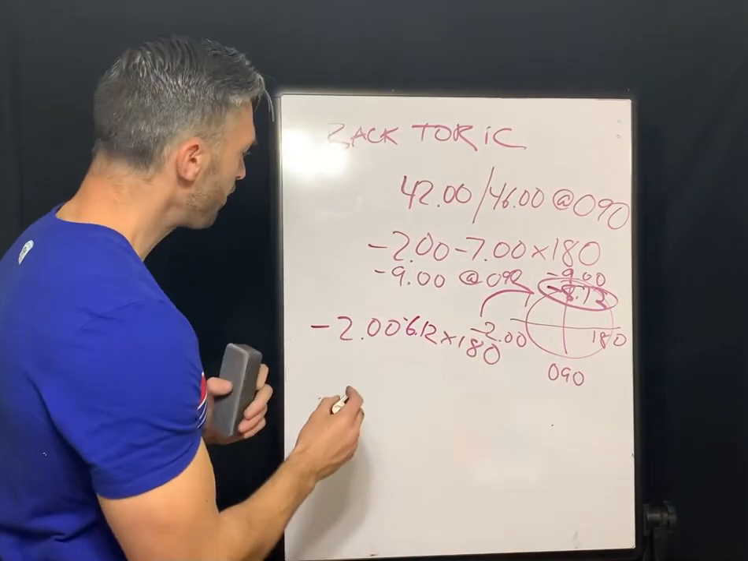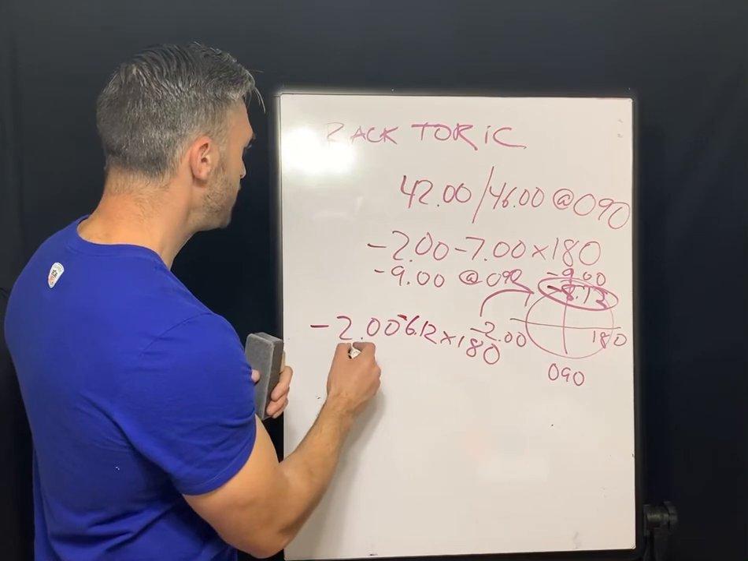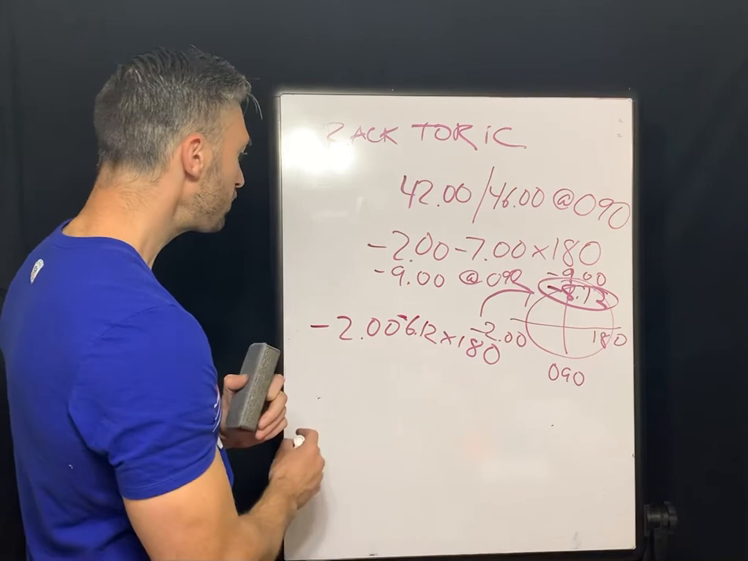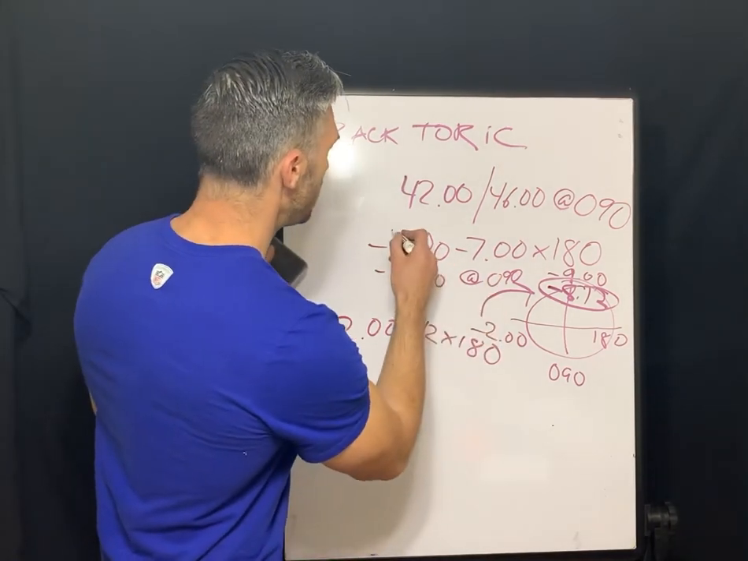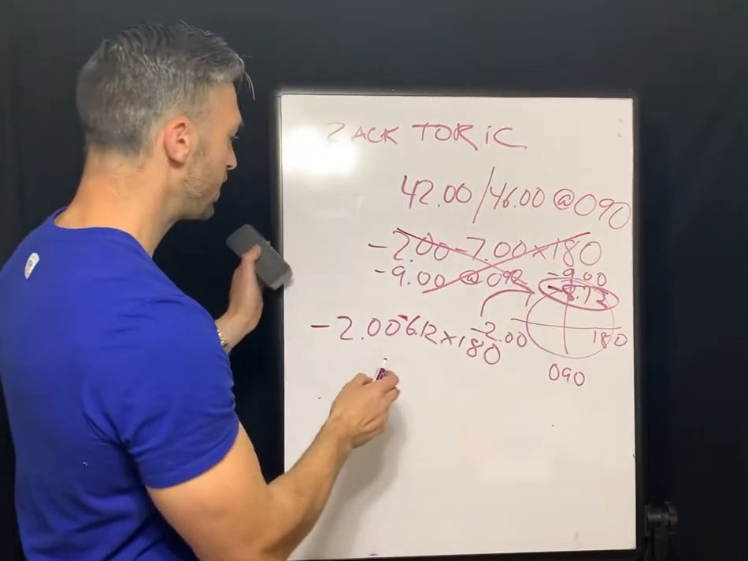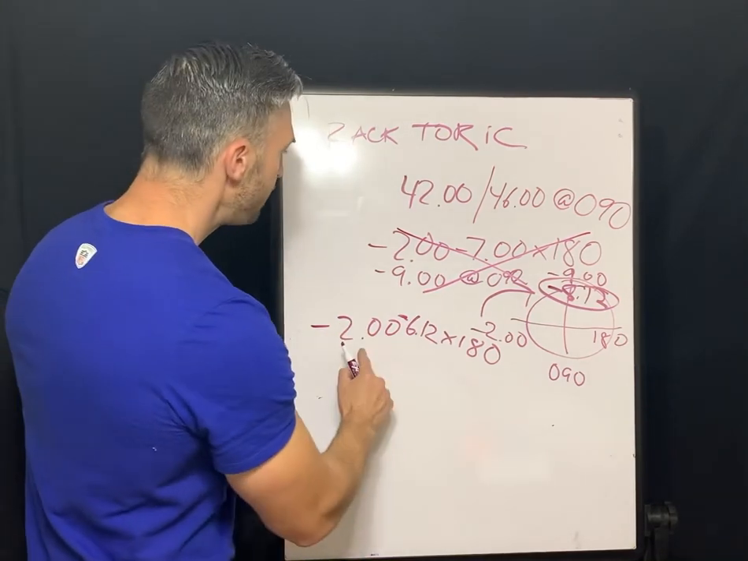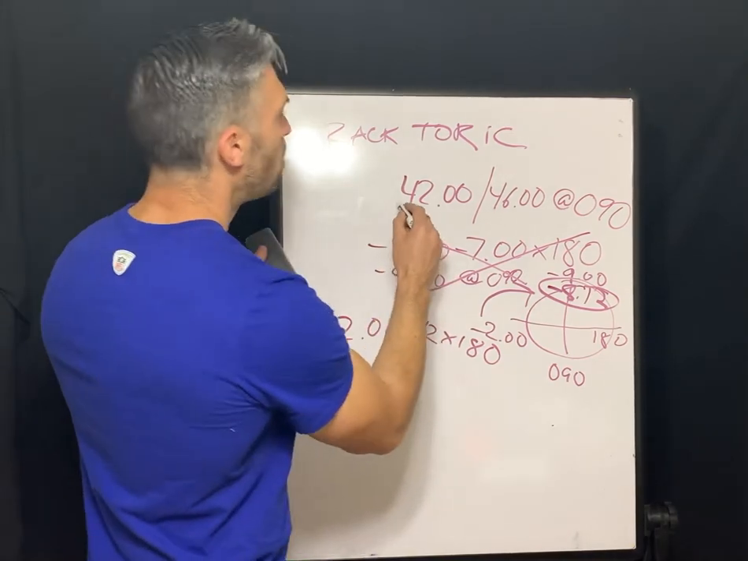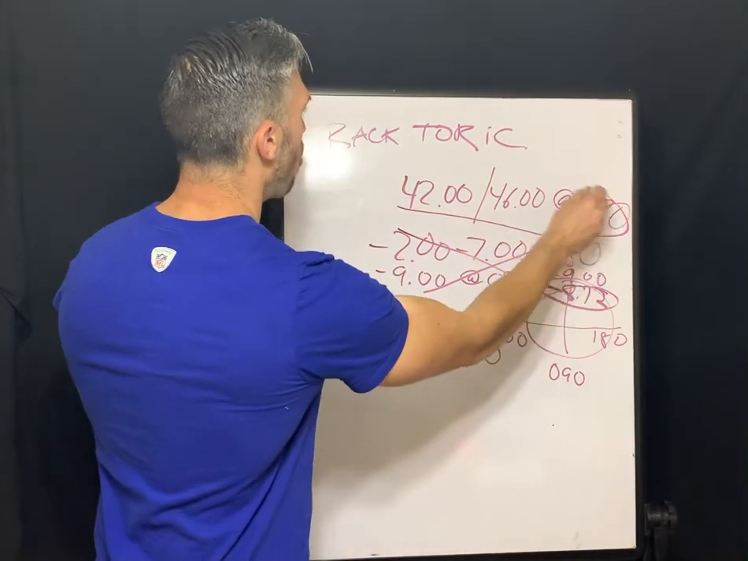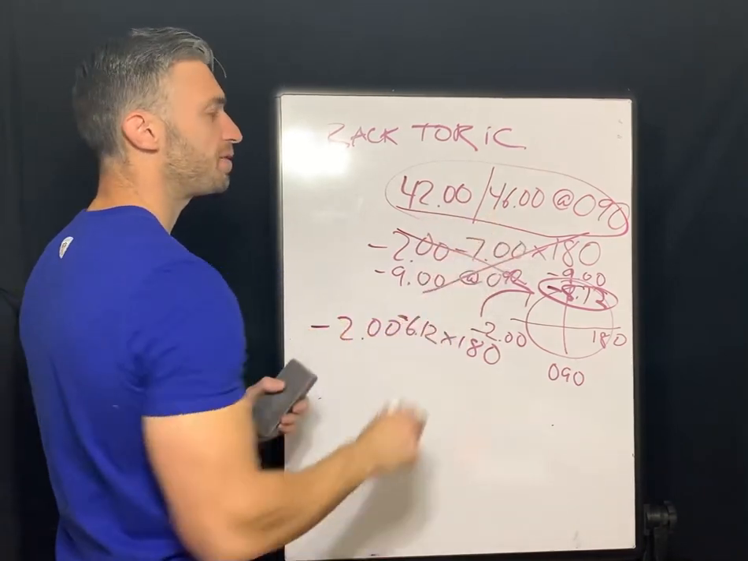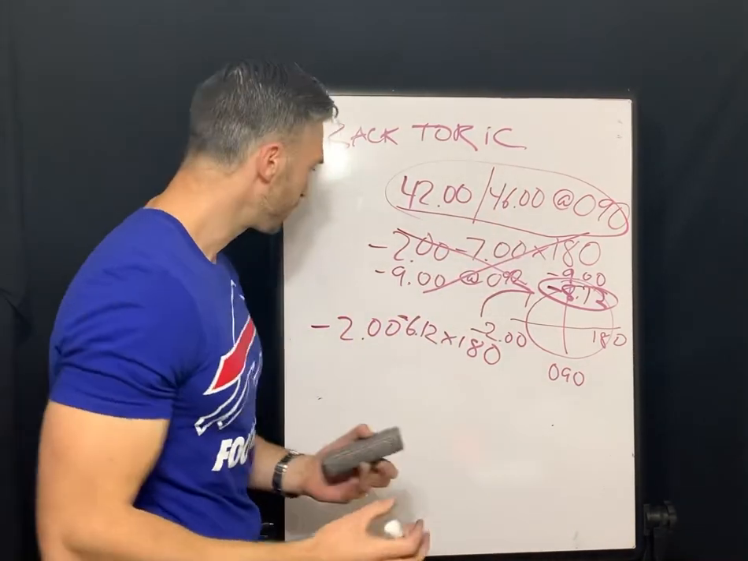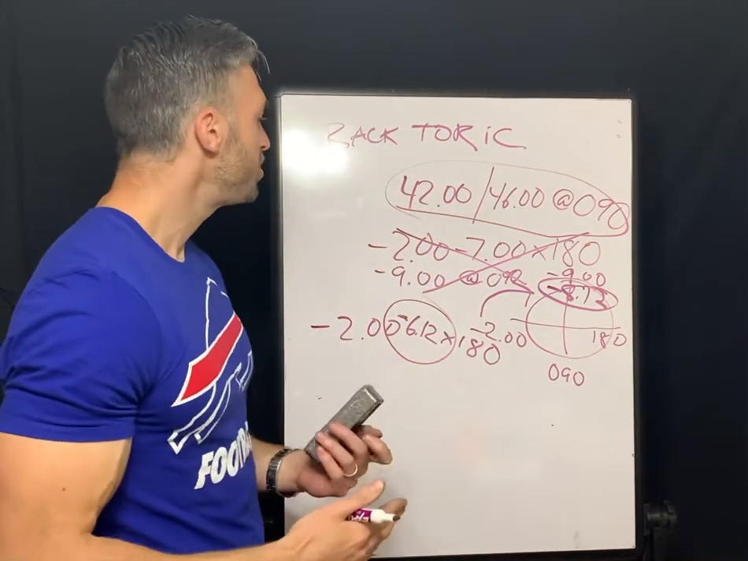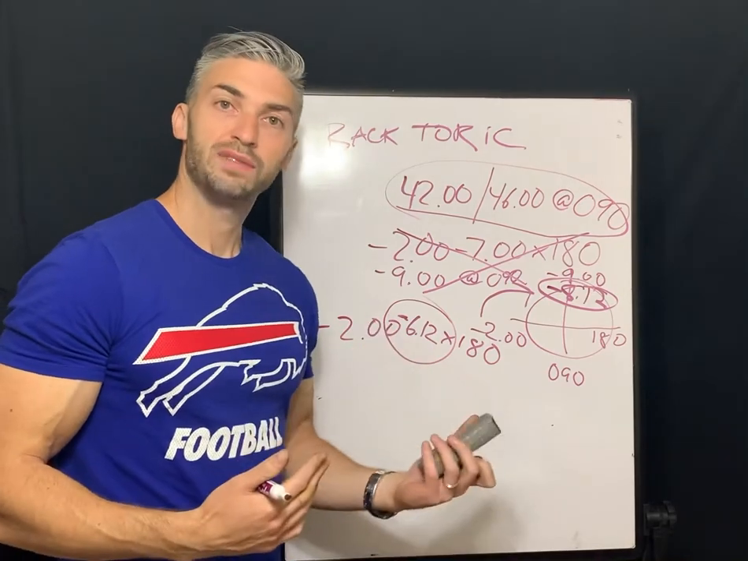Okay, so our new refraction is -2, -6.12, axis 180. So I'm going to just kind of get rid of this for clarity's sake. Not that this is clear at all. -2, -6.12, axis 180. Now we can compare what our corneal astigmatism is. 42 to 46, that's 4 diopters of corneal astigmatism. And then we have 6.12 diopters of refractive astigmatism, right?